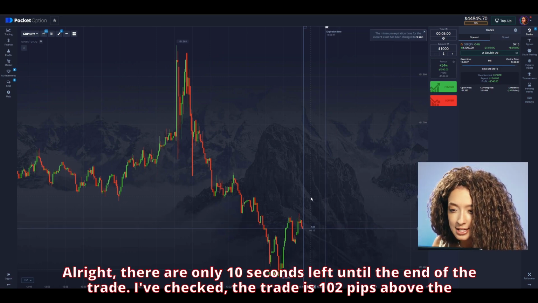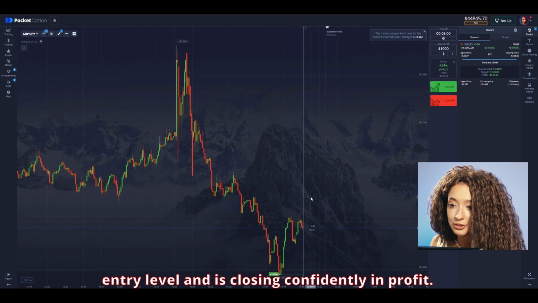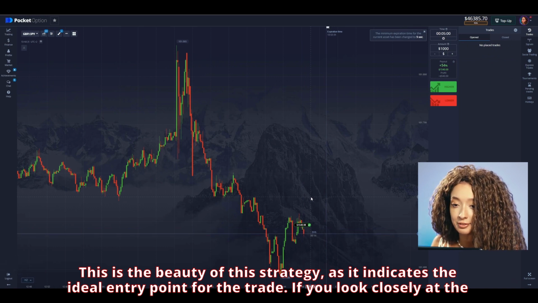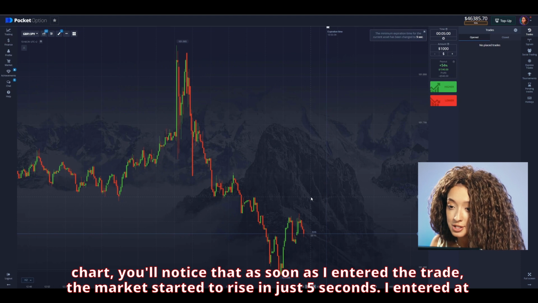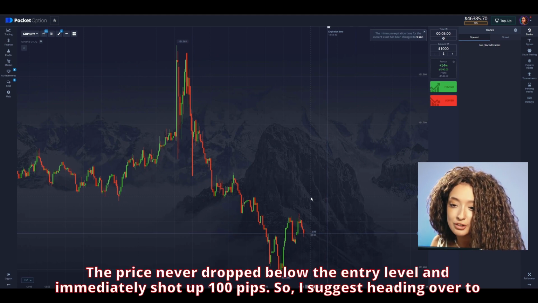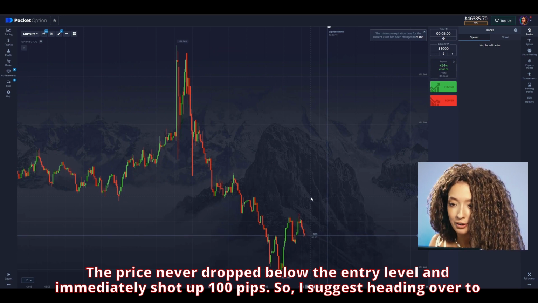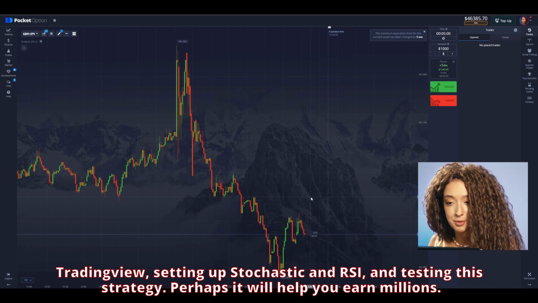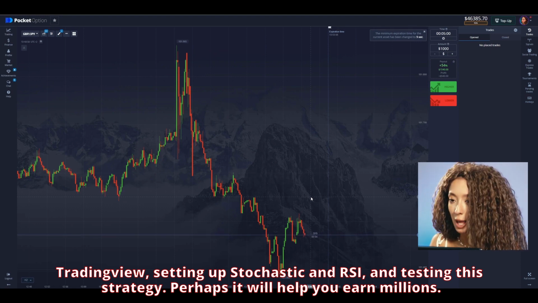Alright, there are only 10 seconds left until the end of the trade. I'll check it. The trade is 102 pips above the entry level and is closing in a profit. This is the beauty of the strategy, as it indicates the ideal entry point for the trade. If you look closely at the chart, you'll notice that as soon as I entered the trade, the market started to rise in just 5 seconds. I entered at the perfect moment. The price never dropped below the entry level and immediately shot up 100 pips. I suggest heading over to the TradingView settings for stochastic and RSI and testing this strategy. Perhaps it will help you earn millions.